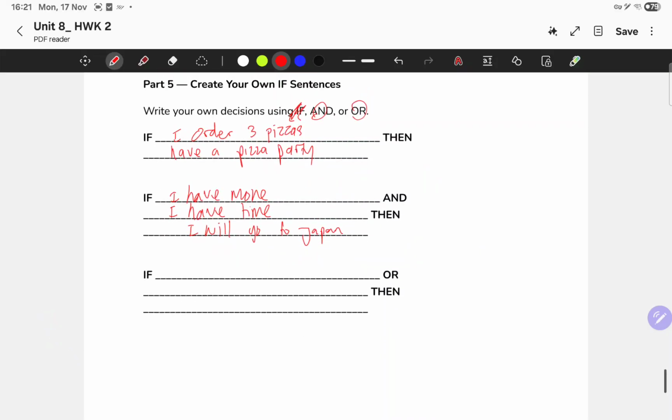Easy. Or, so if I am tired, or it is 11 p.m., then I sleep. And this is kind of true. Sometimes it has to be a little bit past 11 p.m., but if I'm tired and it's past 11 p.m., I usually try to go to sleep. Sometimes I have work to do, but I usually try to go to sleep.